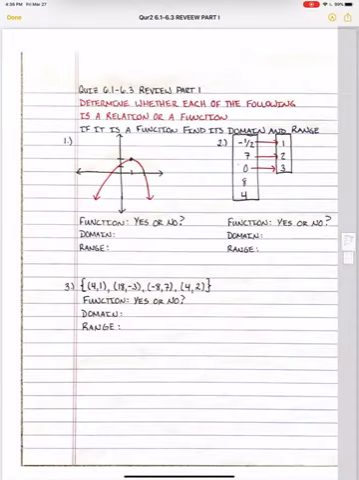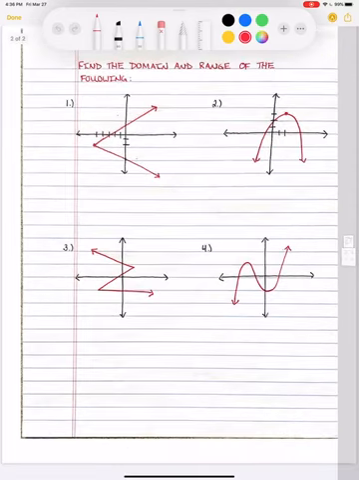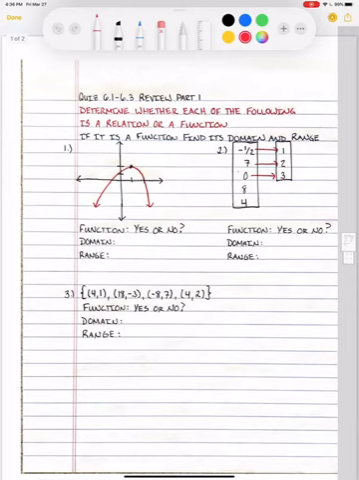Alright guys, we're going to start part 1 of our review for quiz 6.1 to 6.3. Part 1's basically about, is this a function? Yes or no, and then find the domain and range, right? So for problems 1 through 3, the directions are determine whether each of the following is a relation or a function, and then beneath that it says, if it is a function, find its domain and range. Okay, so we're going to start with problem number 1.